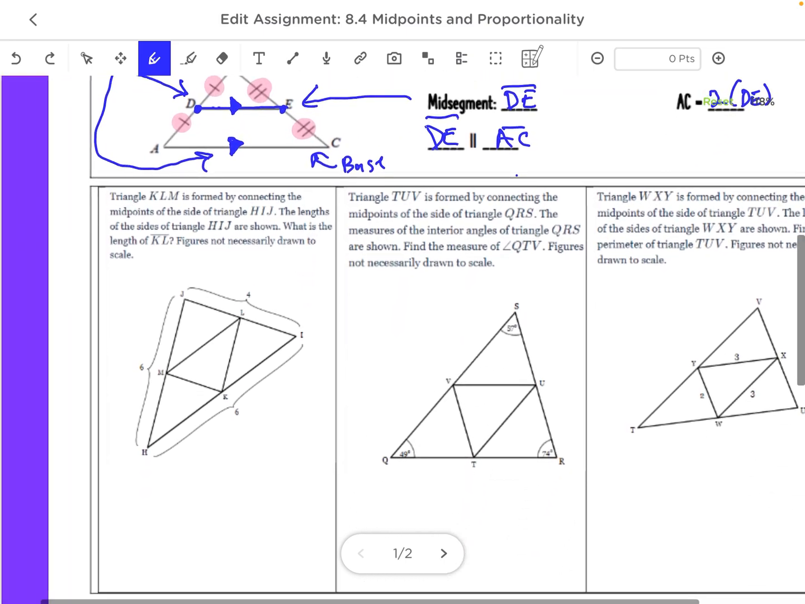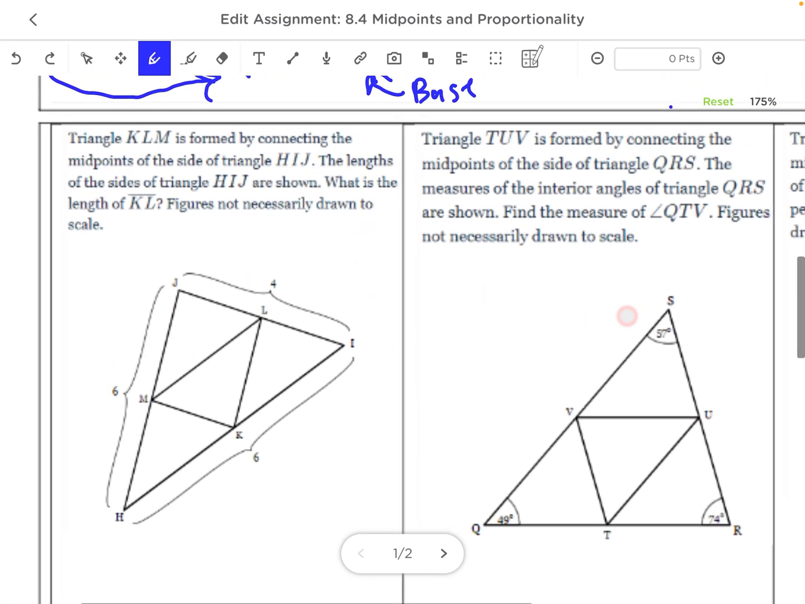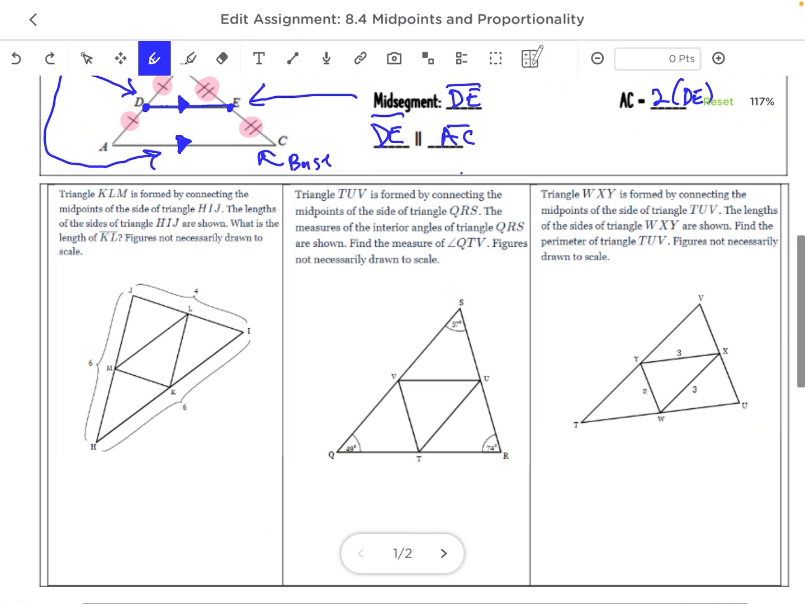All right, we have 3 different style problems over here. So I'm going to help us out by doing this first. That's our first style. In this first style, it says triangle KLM is formed by connecting the midpoints of triangle HIJ. So the midpoints of HIJ: HIJ is there, and the midpoints would be right there, and right there.